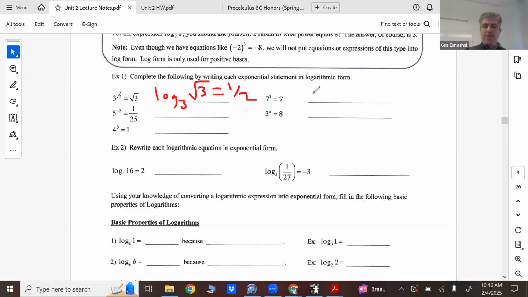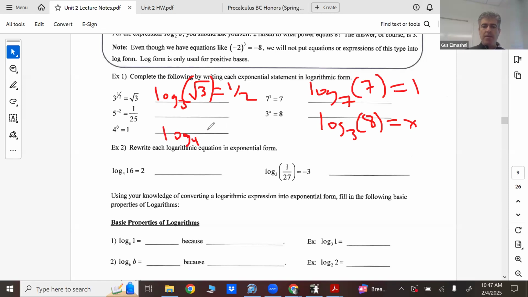Let's do this 4 more times. So you're going to write log base 7 of 7. I'll put that in parentheses, by the way, to make life a little easier. Equals 1. Log base 3 of 8 equals x. Log base 4 of 1 equals 0. Log base 5 of 1/25 equals what? -2.